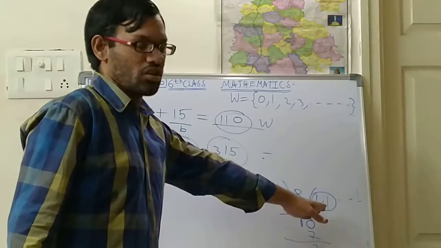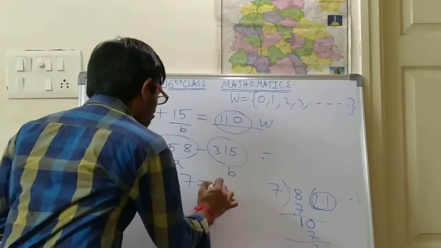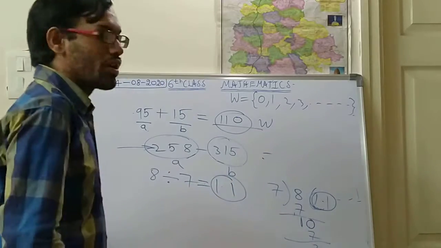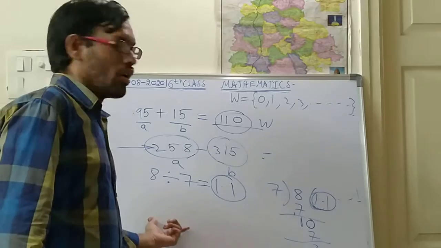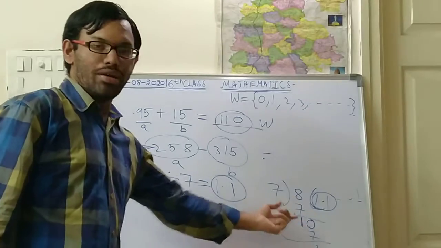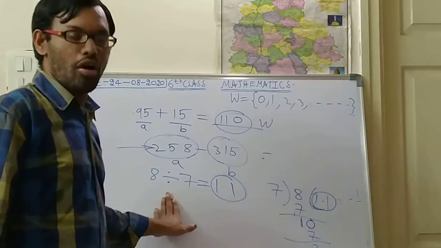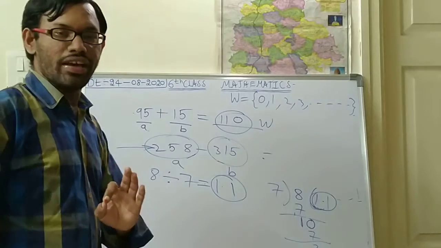So it is a decimal number. Here we are getting a decimal number but not a whole number. So for this problem, what you should write here is: closure property of whole numbers under division does not satisfy for this problem. Okay, like that you should write. Is it clear, children?